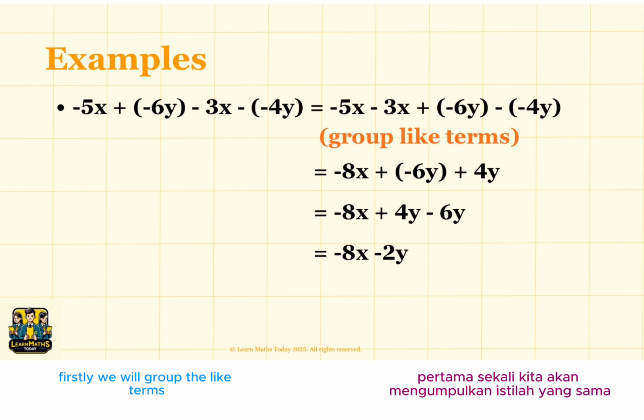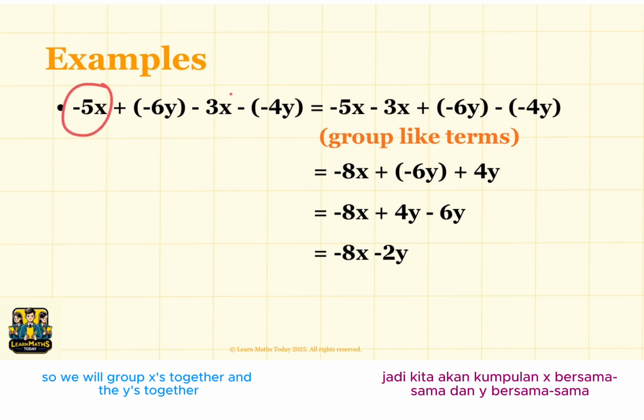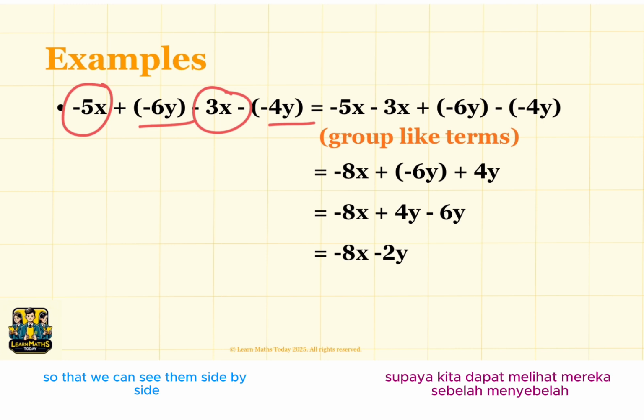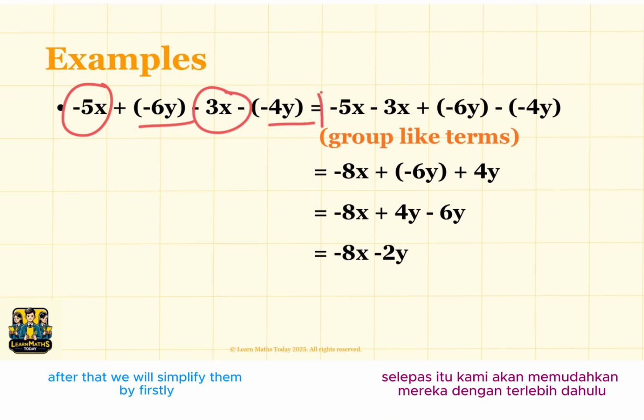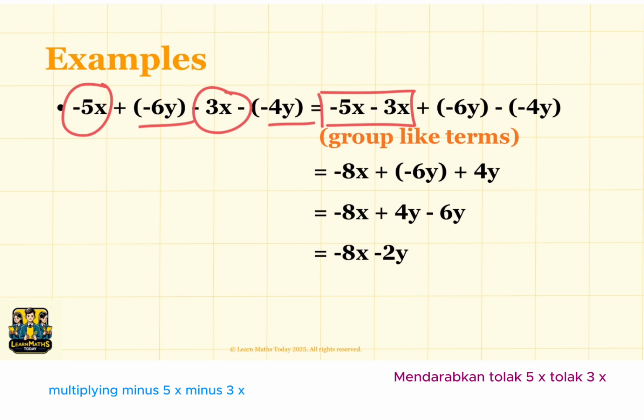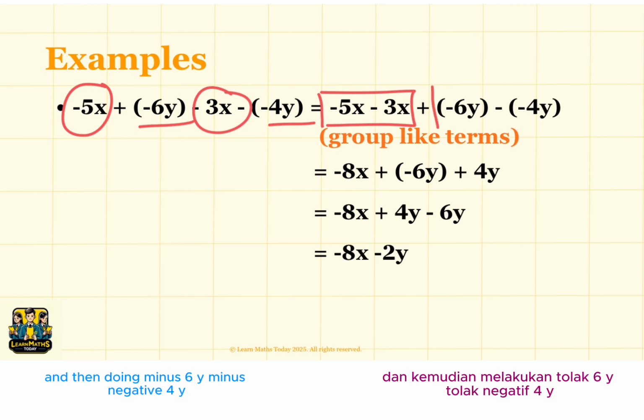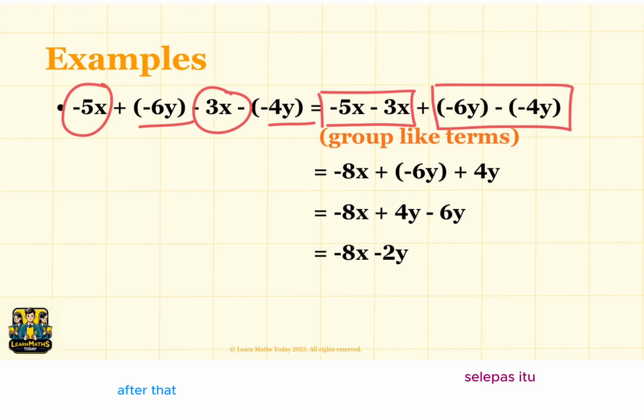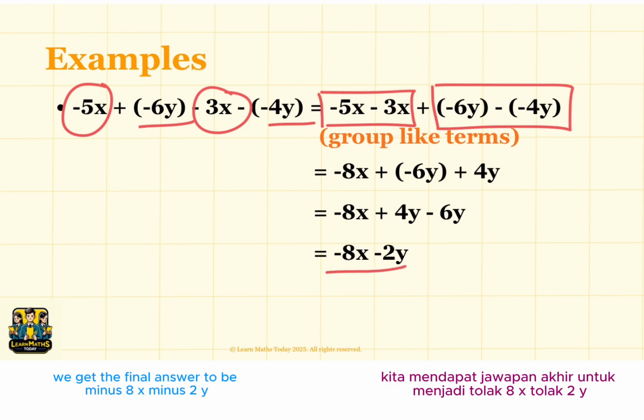Firstly, we will group the like terms. So we will group x's together and the y's together so that we can see them side by side. After that, we will simplify them by firstly doing minus 5x minus 3x and then doing minus 6y minus negative 4y. After that, we get the final answer to be minus 8x minus 2y.